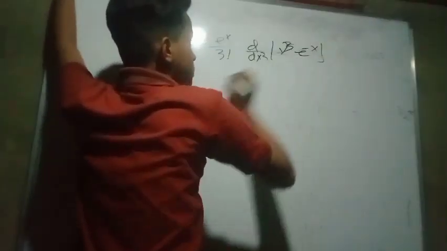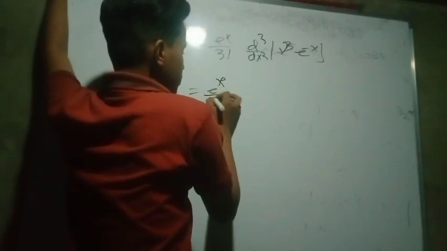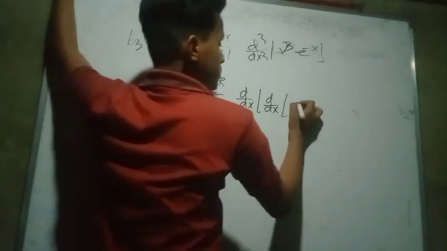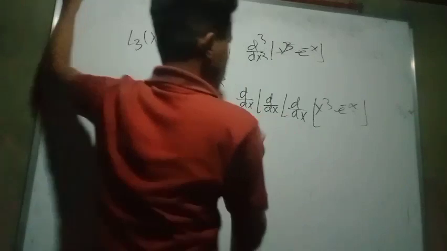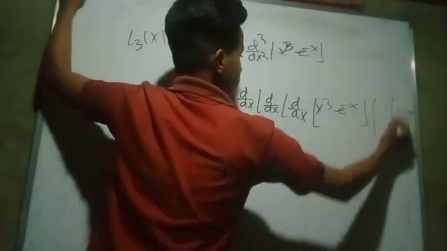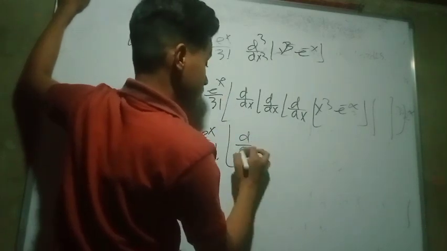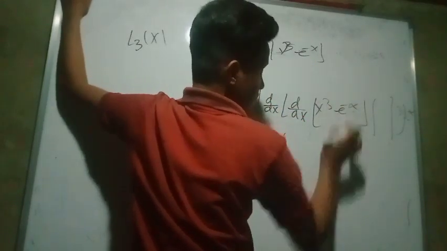The Laguerre polynomial is given by e^x upon 3 factorial d³/dx³ of (x³ e^-x). So this is our third order. So what we have to do? d³ e^x upon 3 factorial, d/dx into d/dx into d/dx of x³ e^-x. So we have to differentiate it 3 times. Be careful. So which gives us e^x upon 3 factorial and d/dx.